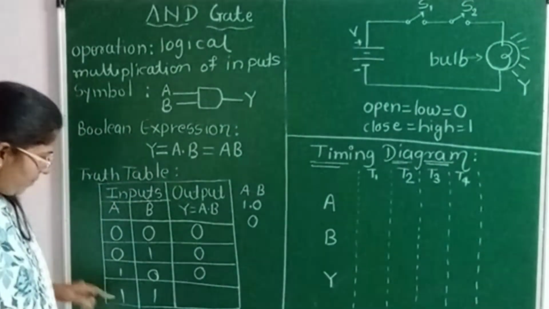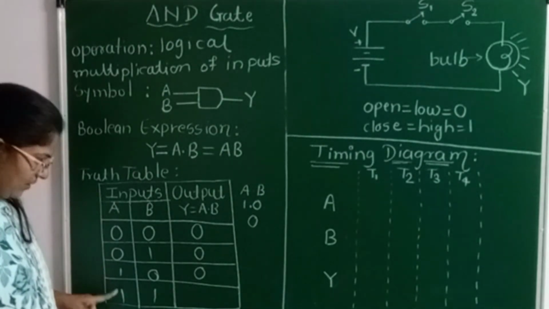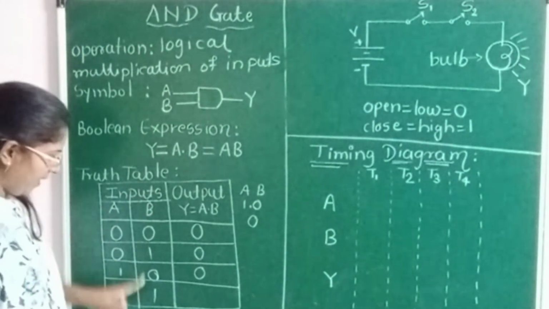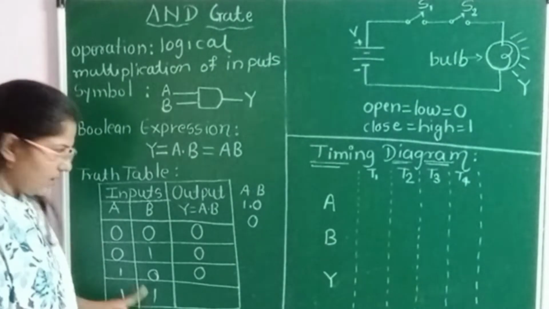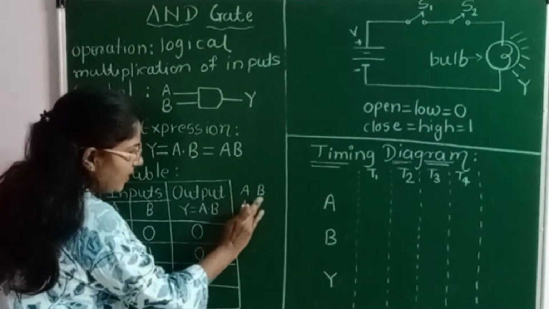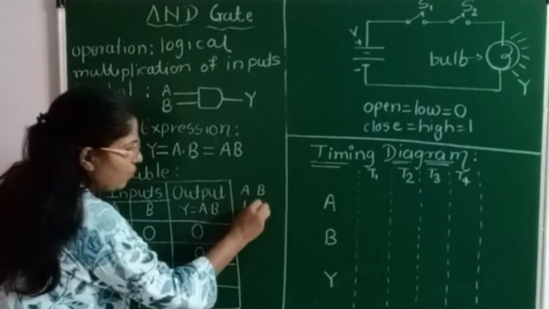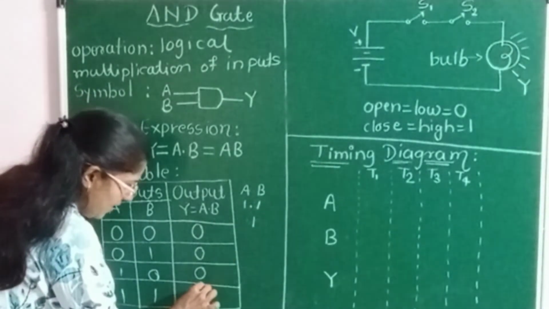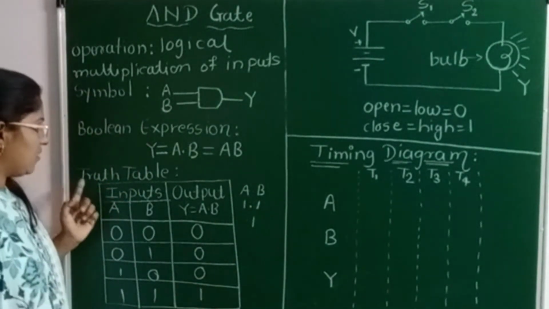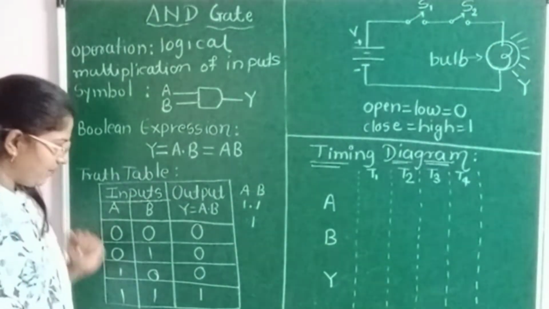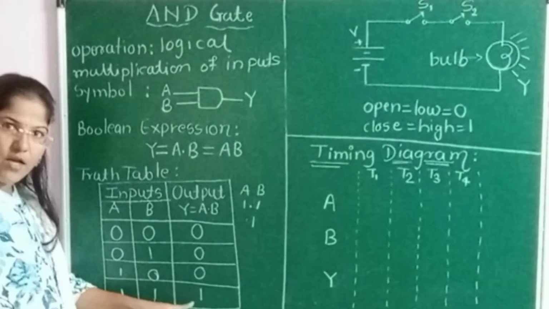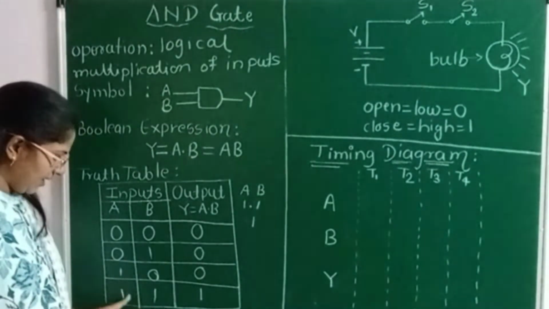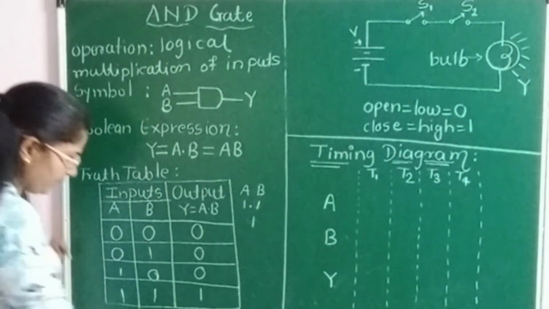Now see the last combination of the input. A is equal to 1, B is equal to 1. So put the value of A and B in the Boolean expression. 1 into 1, output is 1. Now you can see the truth table of the AND gate. Here the output is 1 only when all the inputs are 1.